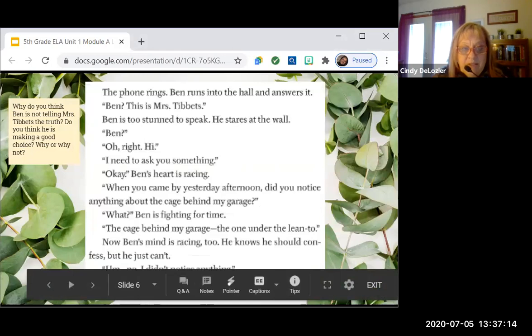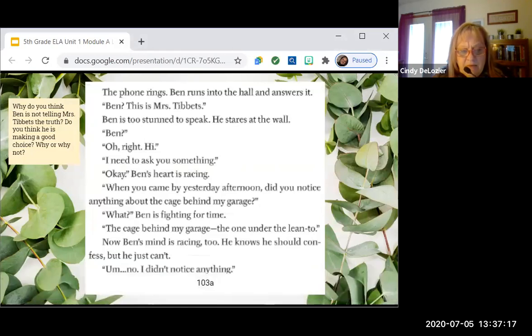The phone rings. Ben runs into the hall and answers it. "Ben, this is Mrs. Tibbets." Ben is too stunned to speak. He stares at the wall. "Ben?" "Oh, right. Hi." "I need to ask you something." "Okay." Ben's heart is racing. "When you came by yesterday afternoon, did you notice anything about the cage behind my garage?" "What?" Ben is fighting for time. "The cage behind my garage, the one under the lean-to." Now Ben's mind is racing too. He knows he should confess, but he just can't. "No, I didn't notice anything."